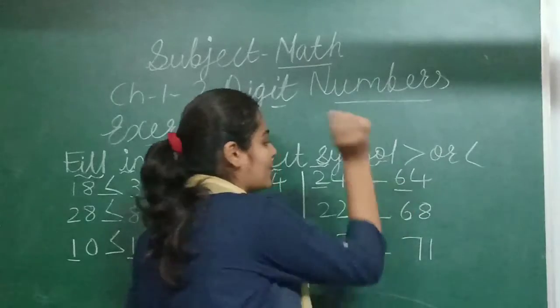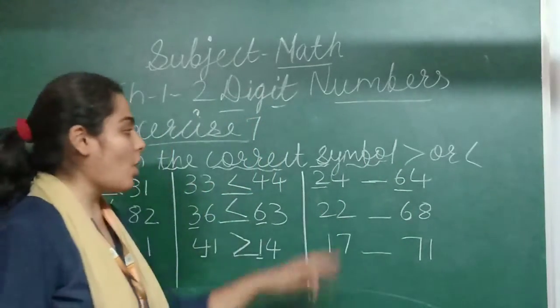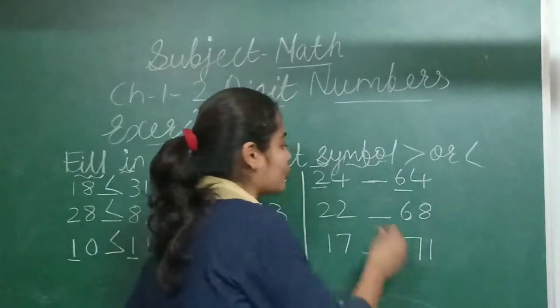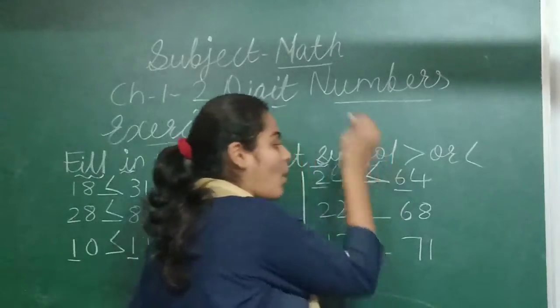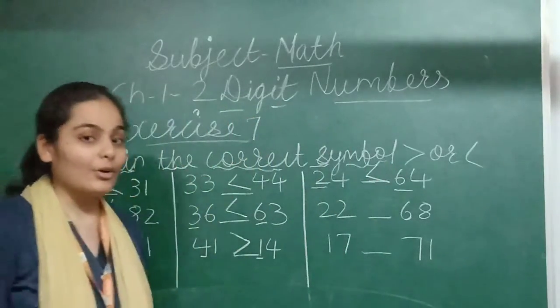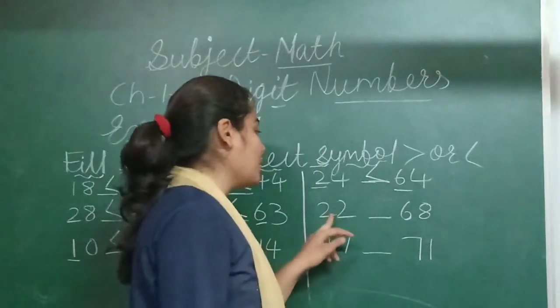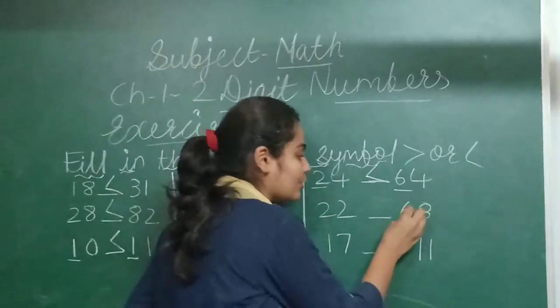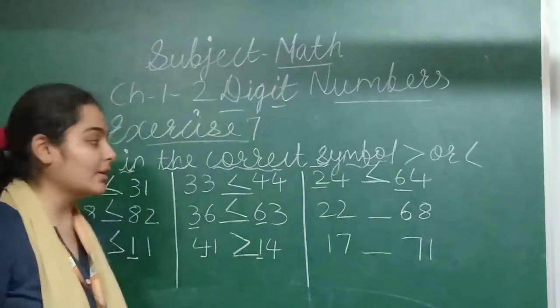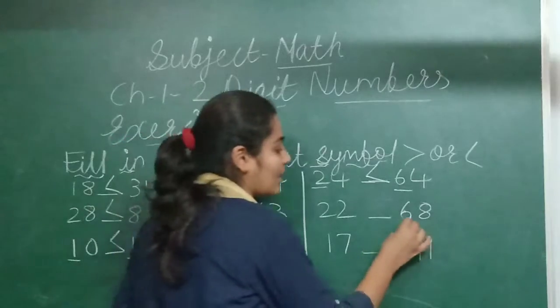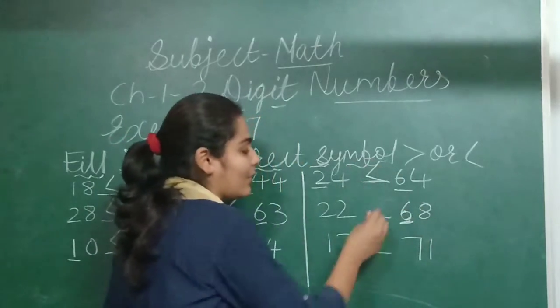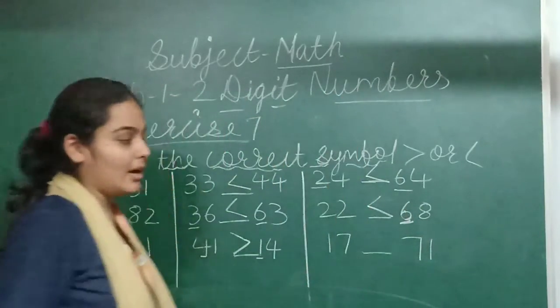Next example is 24 and 64. 2 and 6. Which number is bigger? Of course 6. So we have to put the symbol on this side. Okay, 22 and 68. Which number is bigger? 6. So we have to put the symbol on this side.